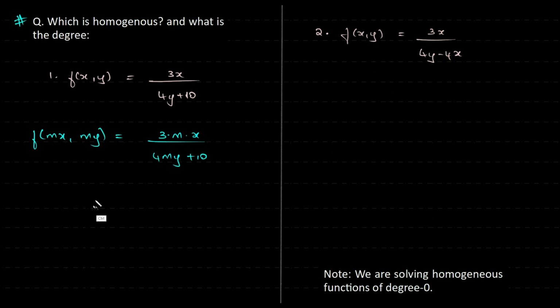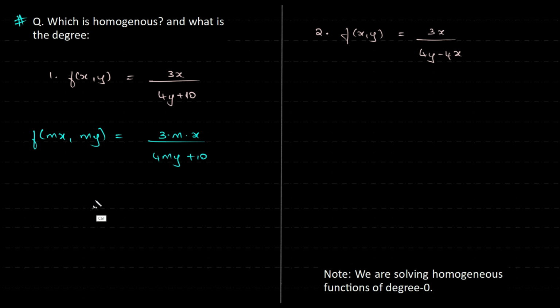Next, over here, if I substitute theta x, theta y, again theta over here is a constant. So 3 theta x divided by 4 theta y minus 4 theta x. And we have theta in the numerator, 3x, theta in the denominator, 4y minus 4x. So theta will get cancelled, and we have f of x comma y, is it not? And I can write theta as theta to the power of 0, because anything to the power of 0 is 1. And this is a homogeneous function, yes.